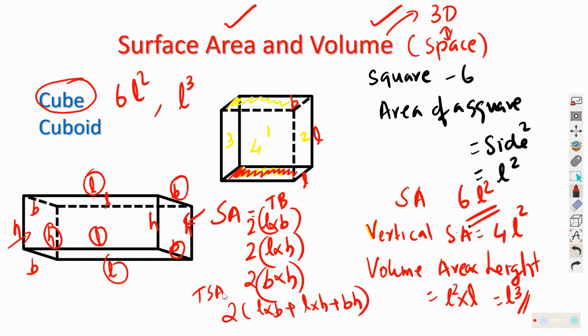Understood? The same way, if I have to calculate the volume, I have to take length, breadth and height, the same way, area into height. Area is length into breadth, and height together will give the volume of this cuboid. So these are all things you have studied in the previous class. You can also think about the vertical side, whatever is asked. So my dear students, I explained the surface area and volume which you studied in the previous year.